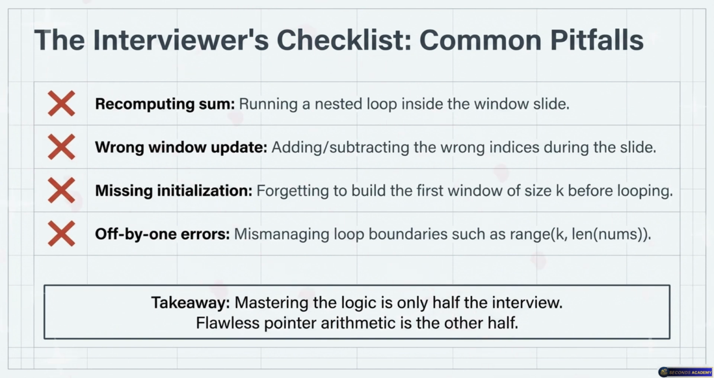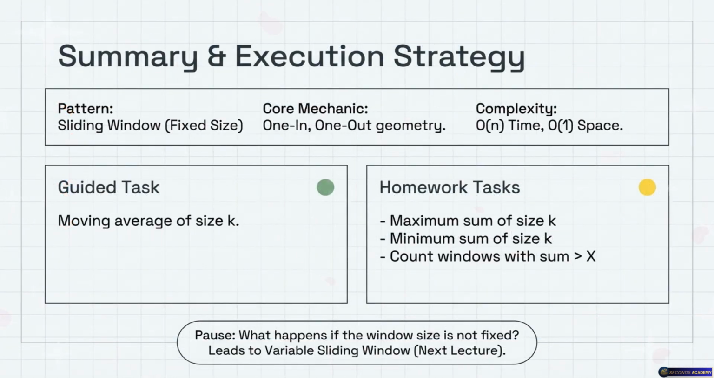Yes. So we're assigning you some homework. Grab your laptops. Your guided practice is to implement a moving average of size k. Navigate the data stream, but do not fall into the division trap. Maintain that integer sum. Then, for your independent homework, write the O(n) code for maximum sum of size k, minimum sum of size k, and a function that counts how many windows have a sum strictly greater than a target variable x. Love it. It forces you to adapt the conditionals without breaking the sliding structure.